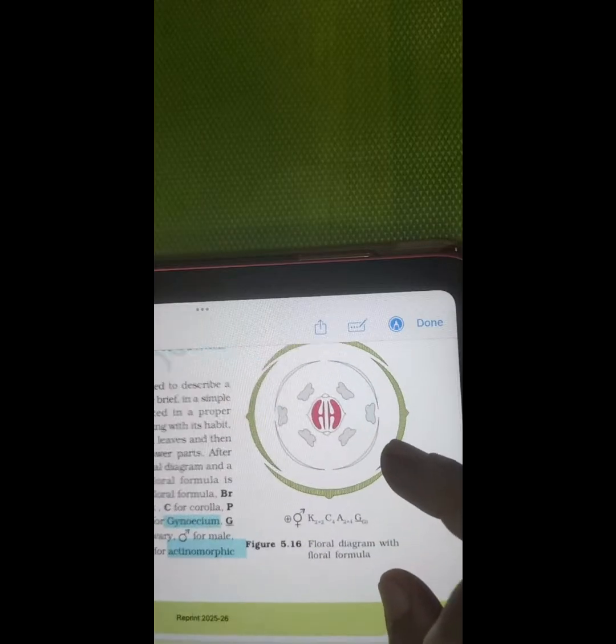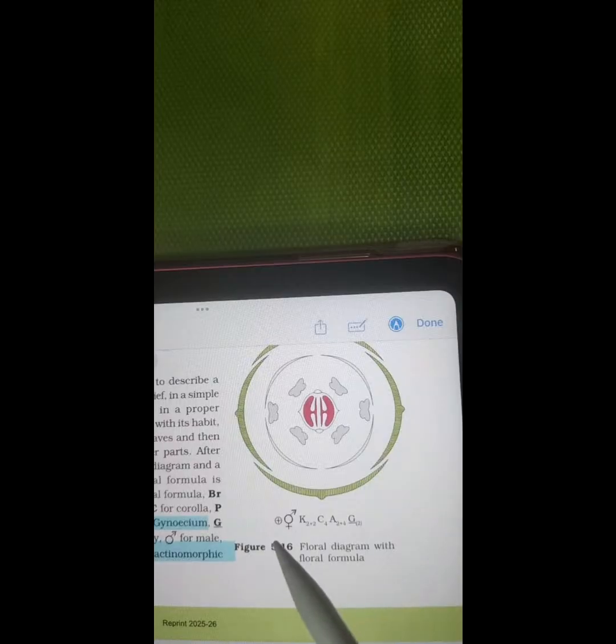And at the base, you can see that the floral formula is written. In this floral formula, the first circle with a plus signifies that it is actinomorphic. The symbol with an arrow means that the male part, staminate part, is there, and the plus means the female part is there. That means this sign signifies the bisexual condition.